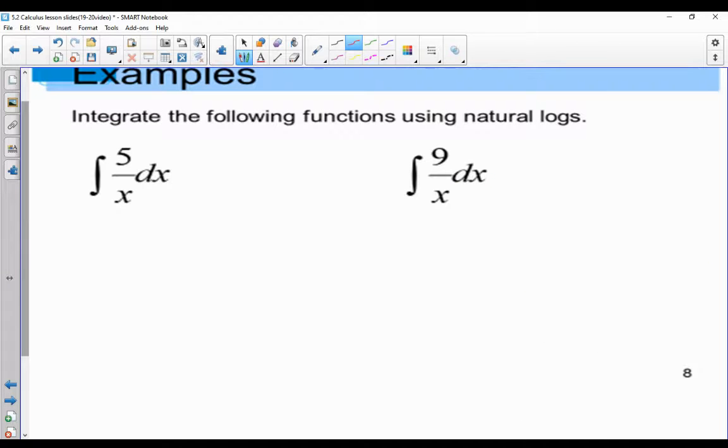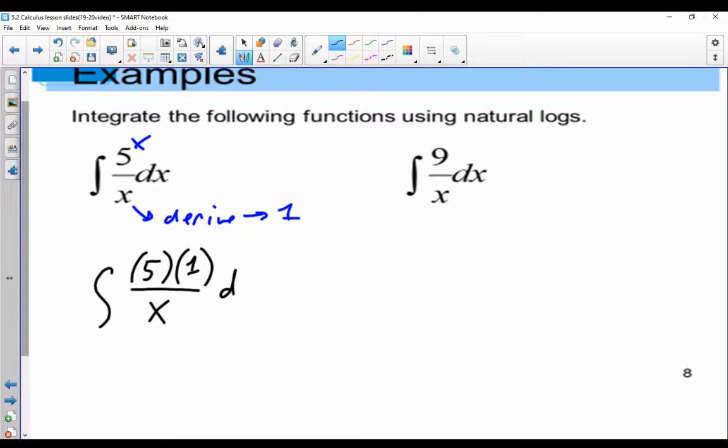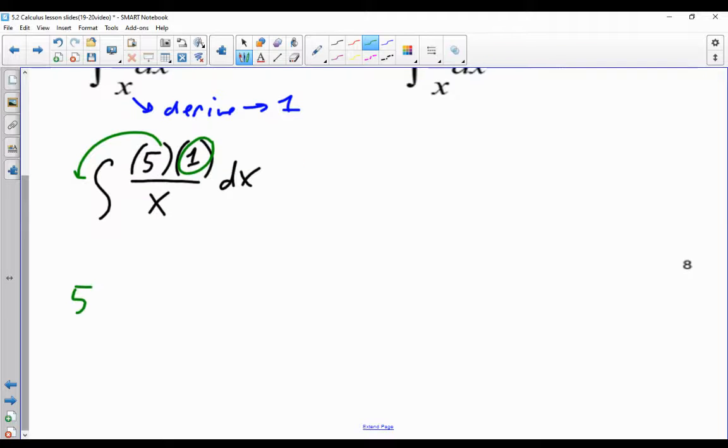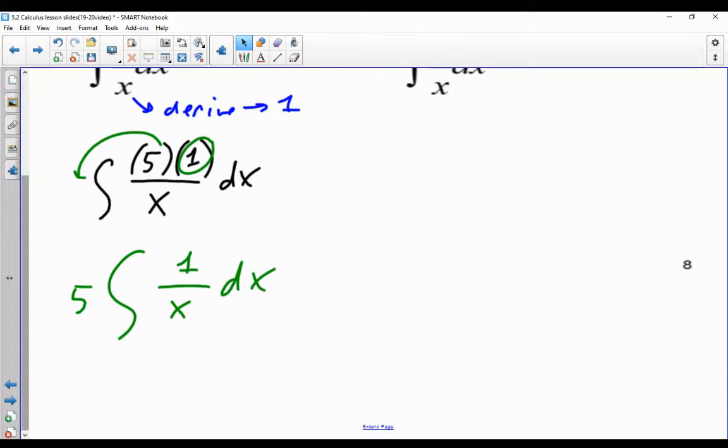So now, take a look at these examples. You take the bottom, derive it, and you'll end up getting 1. Does that match the top? It does not. But never fear. We can rewrite it so that the top is 1. Rewrite 5 as 5 times 1, and then the 5 can go to the front. We'll leave the 1 with the fraction. That gives us 5 in front, and on the other side of the integral, the 1 stays with the fraction, x on bottom, dx.